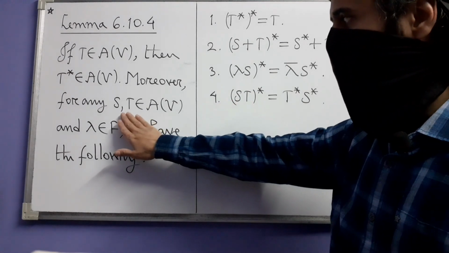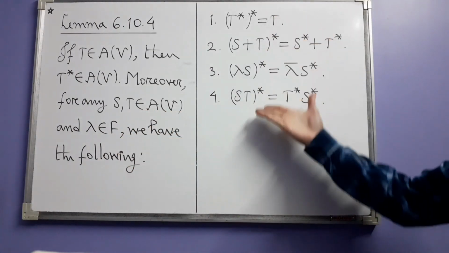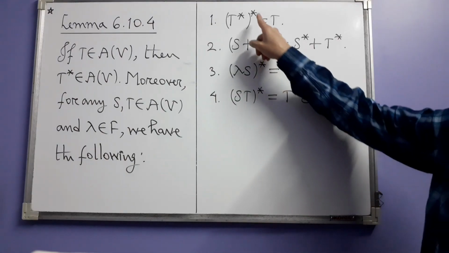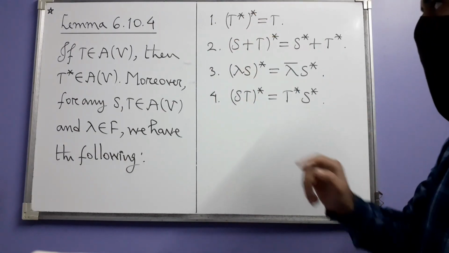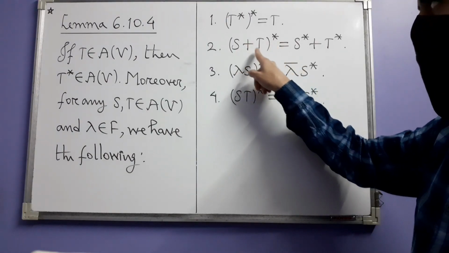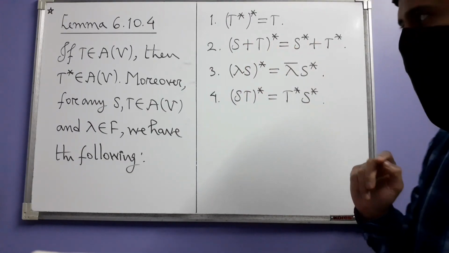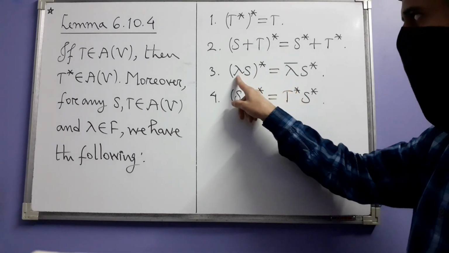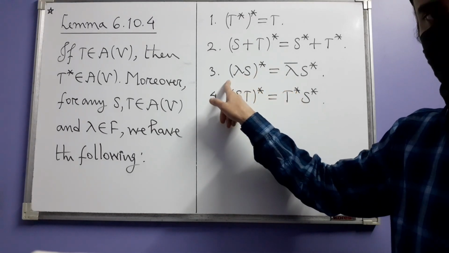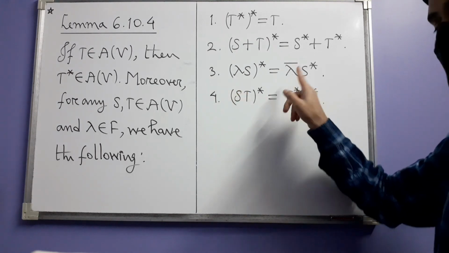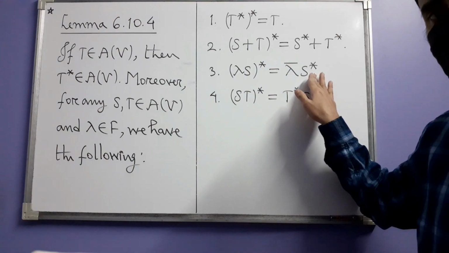Moreover, for any operators S and T on V and any scalar lambda, these things are true. If you take the Hermitian adjoint two times on T, you get T back. The Hermitian adjoint of S plus T equals the sum of their Hermitian adjoints. The Hermitian adjoint of the scalar multiple lambda S of the operator S by the scalar lambda equals the complex conjugate of lambda times the Hermitian adjoint of S.